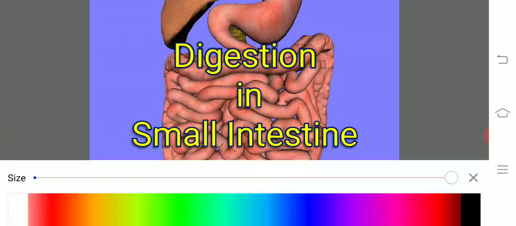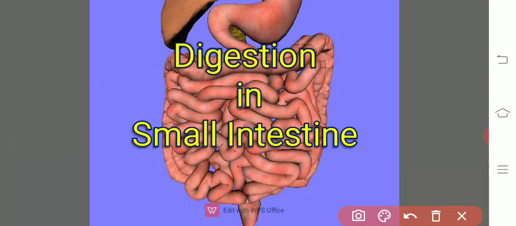and then pancreatic juice from the pancreas, and succus entericus from the small intestine. All of them are released into the small intestine.